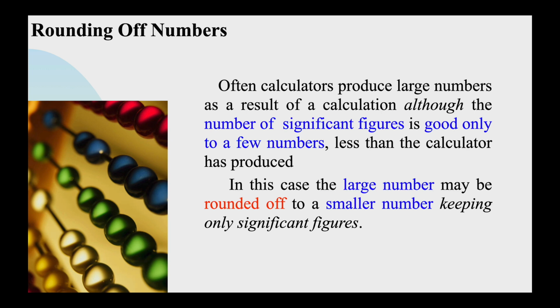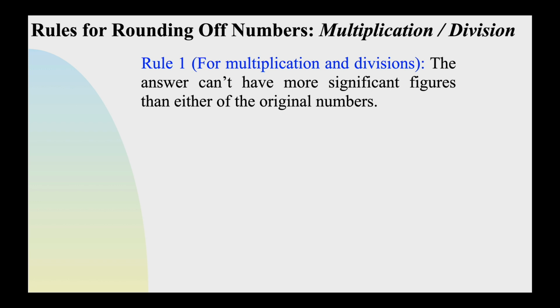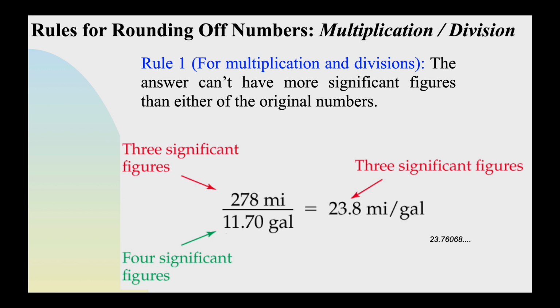And by the way, there are different rules for multiplying and dividing versus adding and subtracting. For multiplying and dividing, the sig figs you put in have to be expressed in the number that comes out, but you want to use the smaller number of significant figures. So here's an example. Let's say that our car drives 278 miles and we use 11.70 gallons of gas. The calculator gives you lots and lots of numbers.